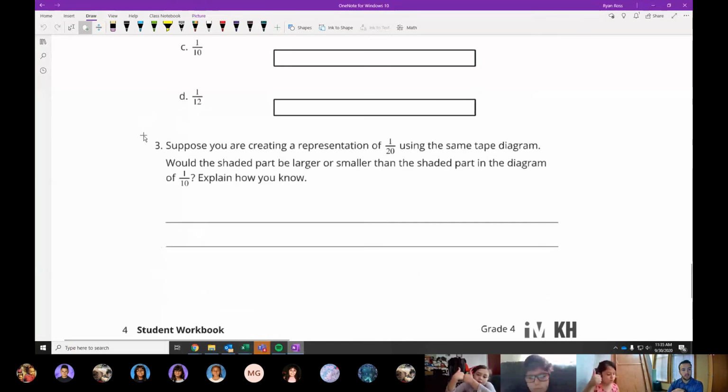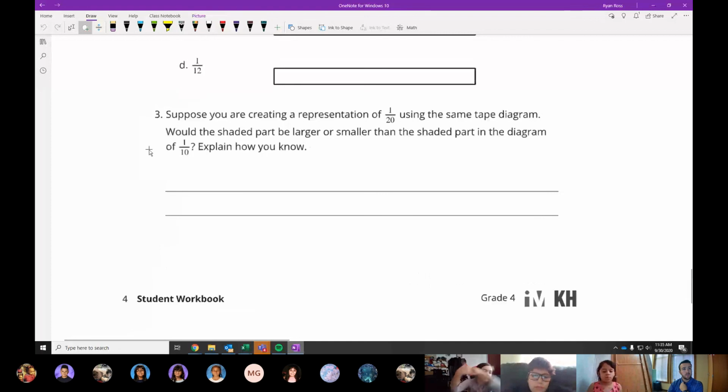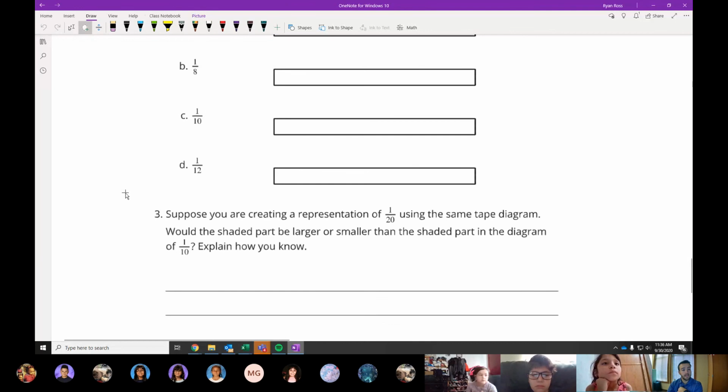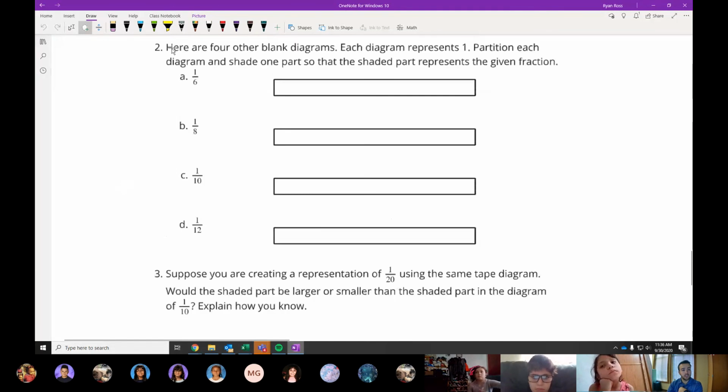Awesome. Let's look at this last one here, problem number 3. This is more of a challenge question. If you get stuck on it, that's okay. We can talk about it in class maybe tomorrow or the next day once I get a majority of the assignments back in. Suppose you are creating a representation of 1/20th using the same tape diagram. Would the shaded part be larger or smaller than the shaded part in the diagram of 1/10? Explain how you know.